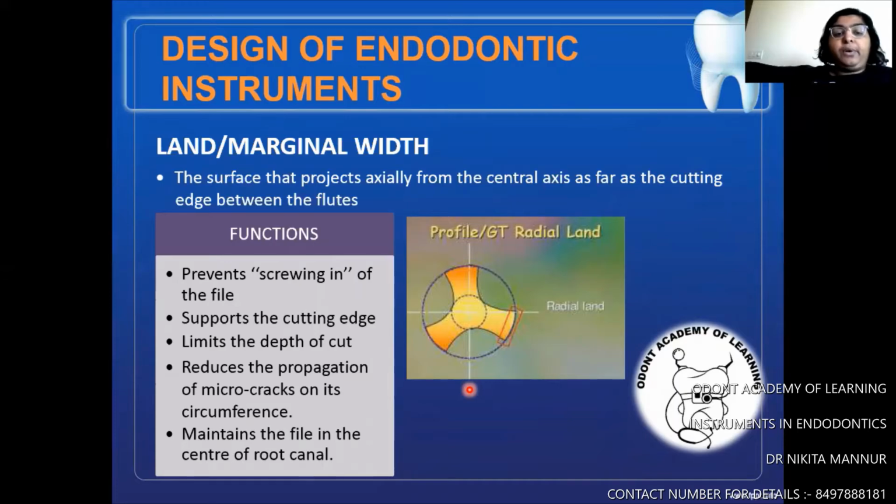It reduces the propagation of micro cracks because it helps to dissipate the forces equally, and it maintains the file in the center of the root canal. So to keep the file more centered and not towards one particular side, and to make sure that an even amount of dentine and soft debris is removed from the canal, we need to make sure that the land is placed properly, as in the file is designed in such a way that the land is placed properly on the file.